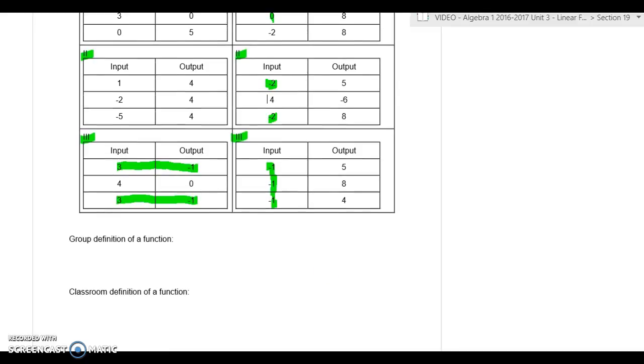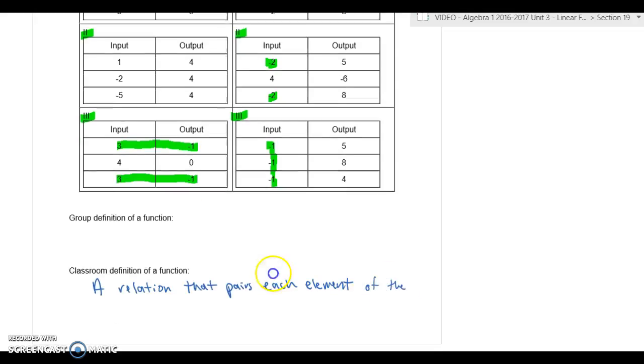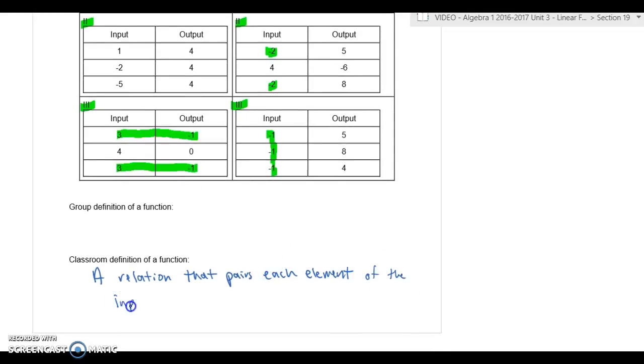So our classroom definition of a function is going to be this: a relation that pairs each element, and an element is just a thing, a number, if you will. Each element of the inputs with exactly one output.